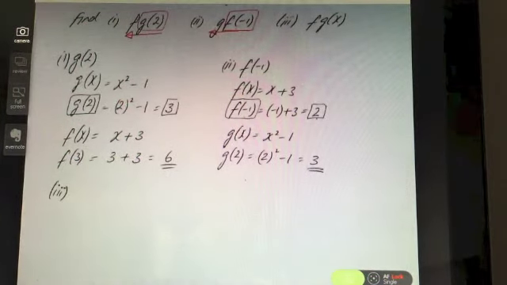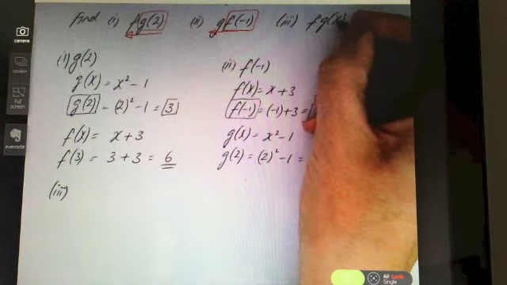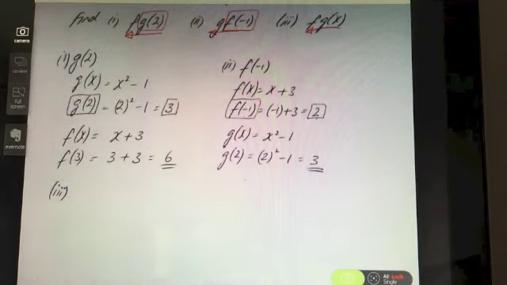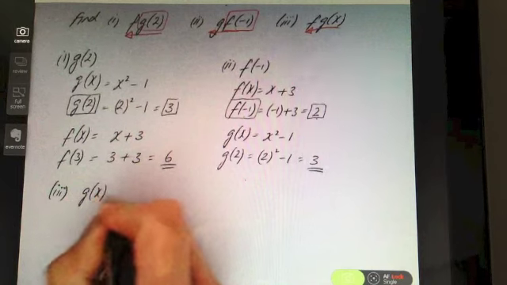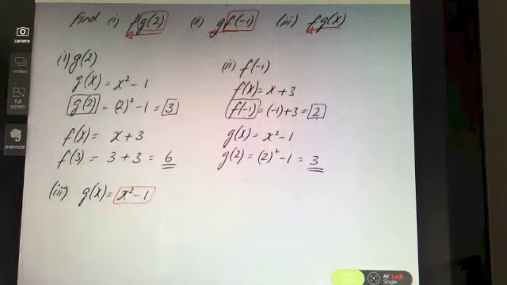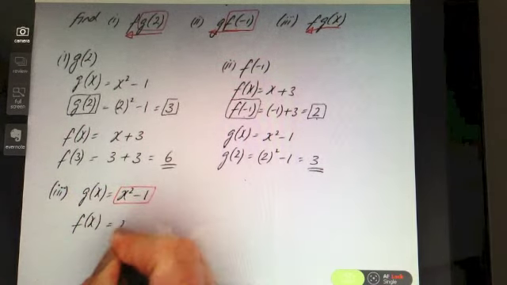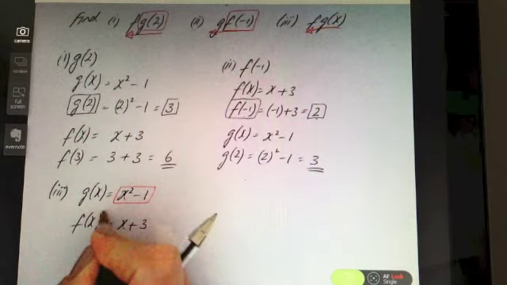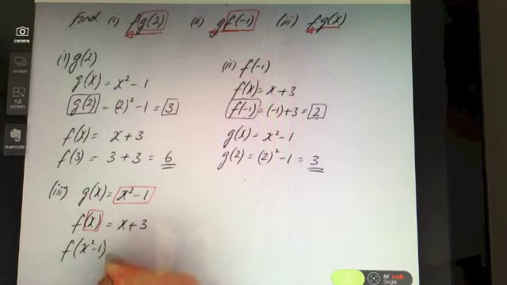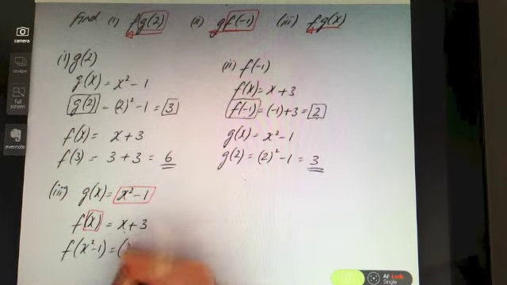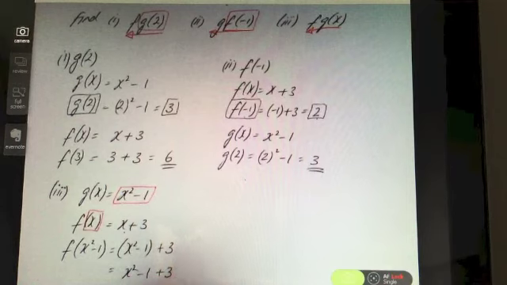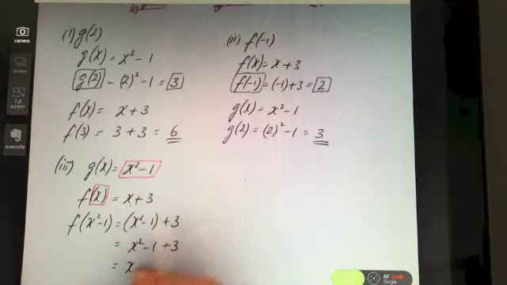And so the last part is f of g of x. So we don't have a number here, but we're going to take the g of x function and sub it into the f function. So g of x is equal to x squared minus 1. So we're going to take that and sub it into the f of x function, which is x plus 3. So instead of f of x, we're going to have f of x squared minus 1, which means instead of the x here, I'm going to sub in x squared minus 1. So I end up with x squared minus 1 plus 3, which is equal to x squared plus 2.